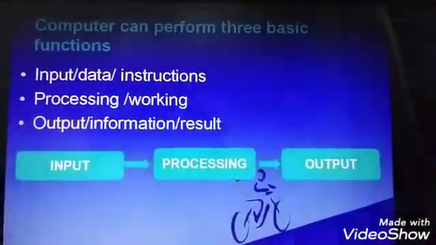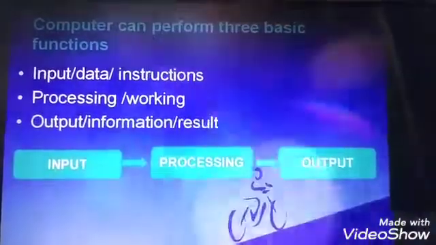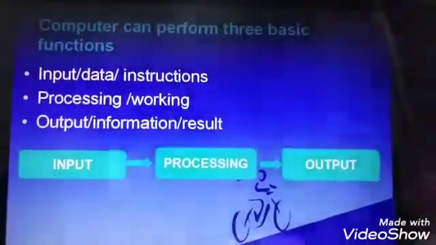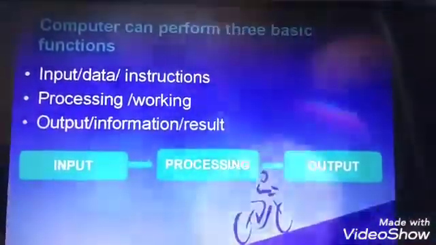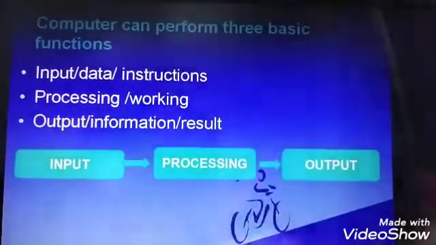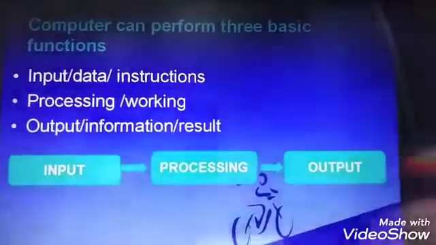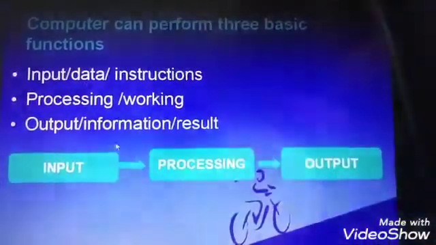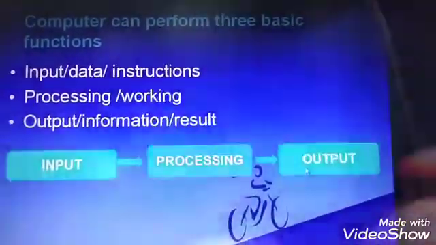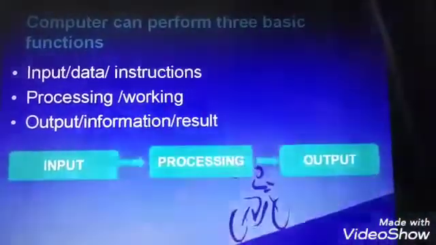Here you can see input. The computer takes data as input, works on it as processing, and converts it into useful information called output.